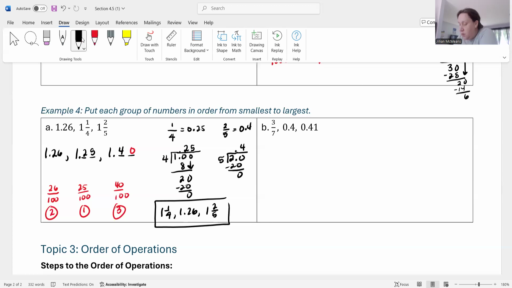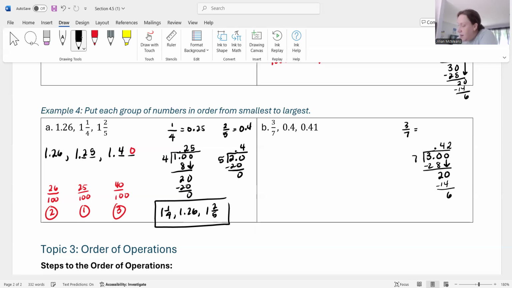Now we can do the same thing with 3/7, 0.4, and 0.41. We need to figure out what 3/7 is equal to. So I'm going to take 3 and divide it by 7. Well, 7 won't go into 3, but we can pretend 3 is 30. 7 will go into 30 4 times. 4 times 7 is 28. 30 minus 28 is 2. I need to keep dividing, so I'm going to add another 0, and 7 will go into 20 twice. So 2 times 7 is 14.